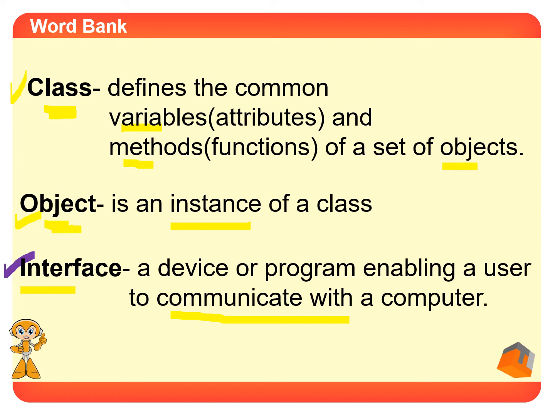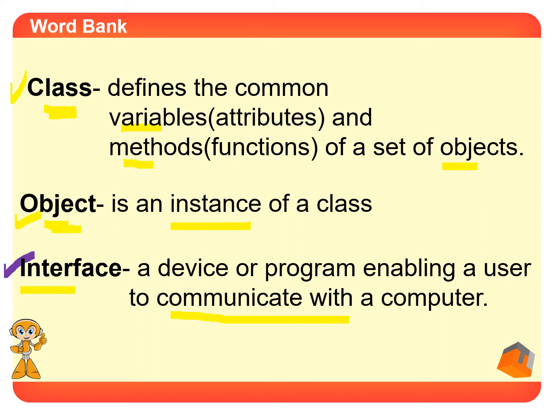An object has states and behaviors. Example, a dog has states. What are the states? Color, name, breed, as well as behaviors. What are the behaviors? Wagging the tail, barking, eating.